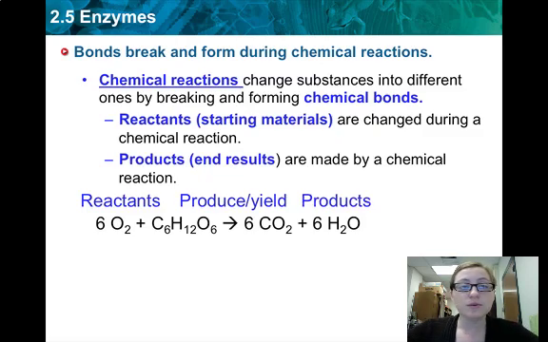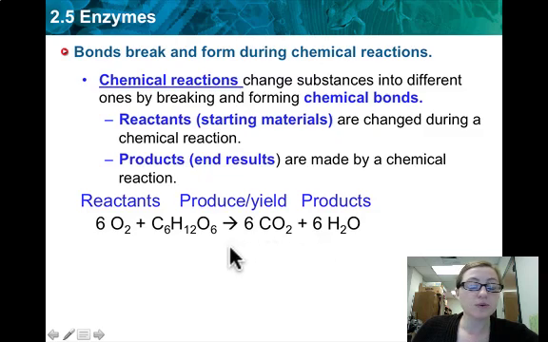Alright, so in a chemical reaction, what we have is breaking and reforming of bonds. That's what causes a chemical reaction. So you have starting substances, which are called your reactants, and those are seen over here. In this example, 6O2 plus C6H12O6. That's oxygen, and this is glucose, or a sugar. These are our reactants, or our starting materials. And then that's going to produce or yield, we don't say equals, we say it yields, the products, which are those end results. In this case, it is carbon dioxide and water.